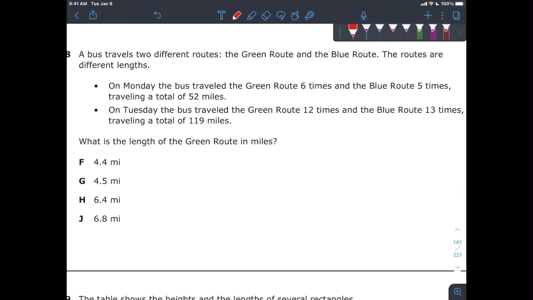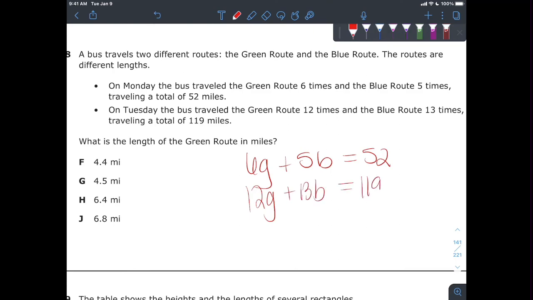A bus travels 2 different routes, the green route and the blue route. The routes are different lengths. On Monday, the bus traveled the green route 6 times and the blue route 5 times for a total of 52 miles. On Tuesday, the bus traveled 12 times on the green route and 13 times on the blue route for a total of 119 miles.